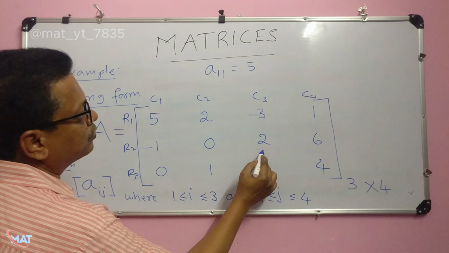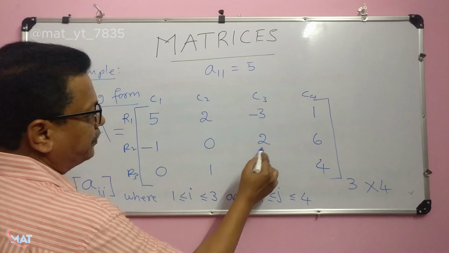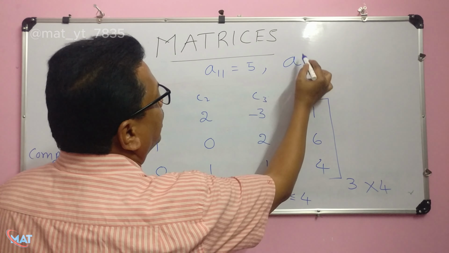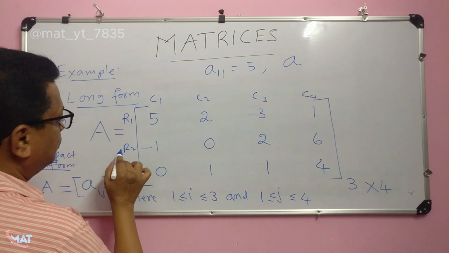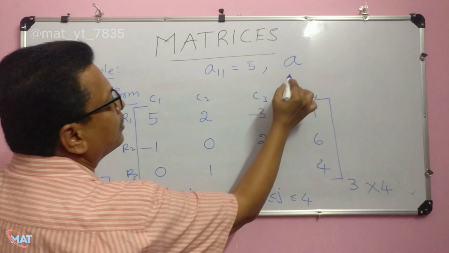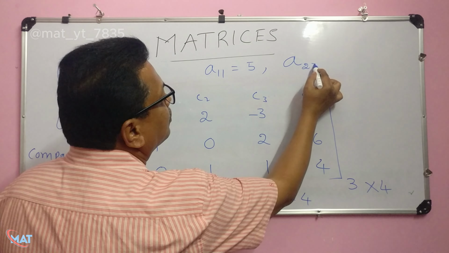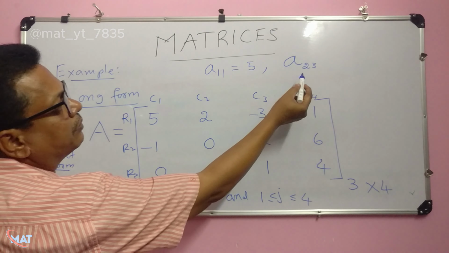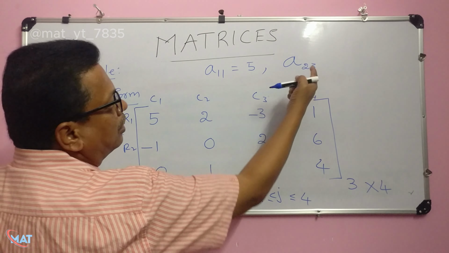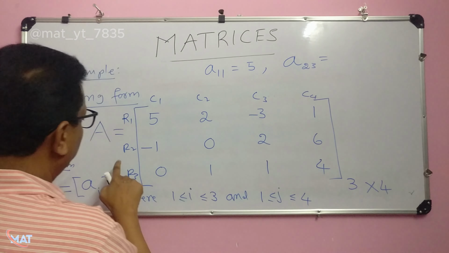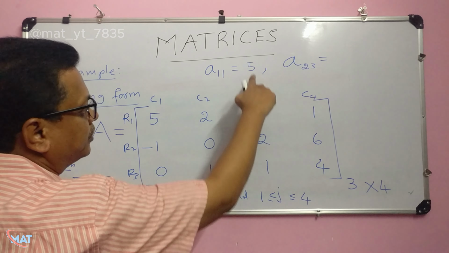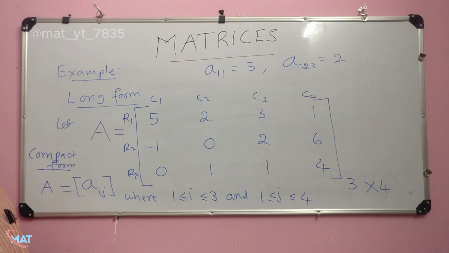Similarly, if I take this 2, if I write this one, a23. Second row, third column. Row number 2, column number 3. What is the element there? Row number 2, column 3. It is 2. Like that, we can use it.